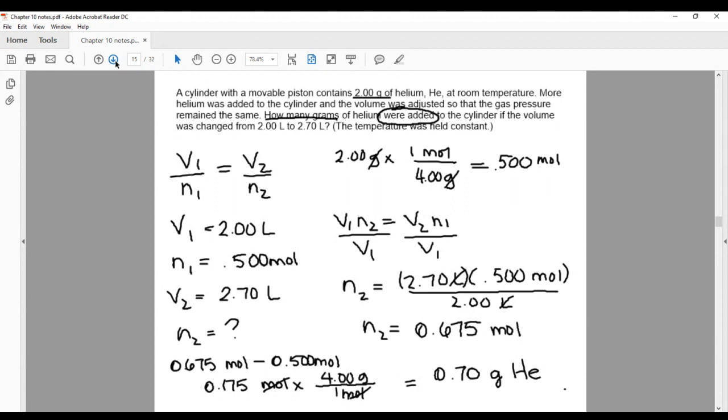So V1 times N2 is equal to V2 times N1. And I'm going to divide both sides by V1 so I get N2 by itself. So I get N2 as 0.675 moles. All right.